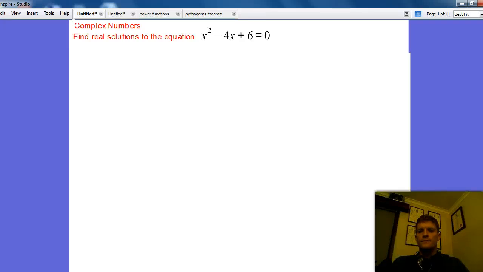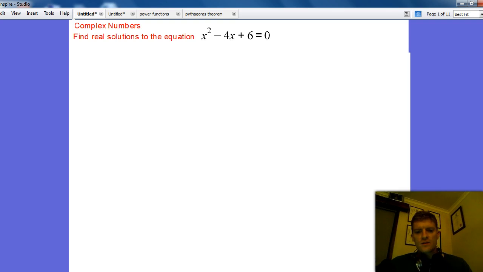Okay, so complex numbers is, in a sense, a field of maths that expands more than what we're able to determine if we're only just working in real numbers. So we've seen a quadratic equation similar to this before, and we're asked to find real solutions to such an equation.